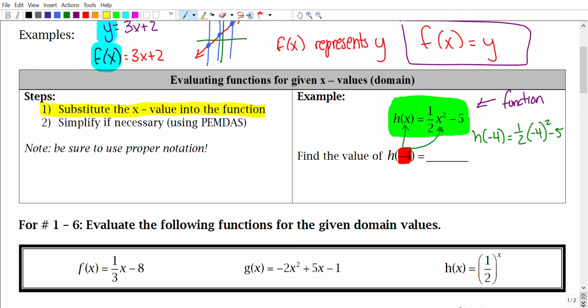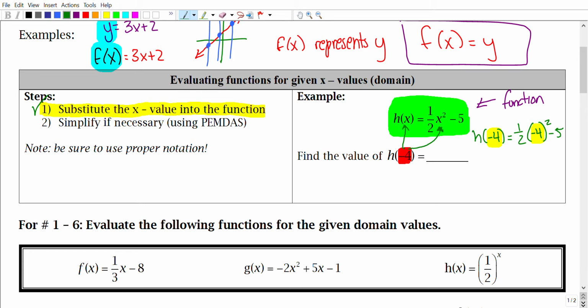So let me just recap what I did there. I know I have to substitute in that negative 4 wherever I see an x, so I put it in here. But there's also an x right there, so I'm also going to put a negative 4 there. So let's continue now with step 2. Step 1 is done.